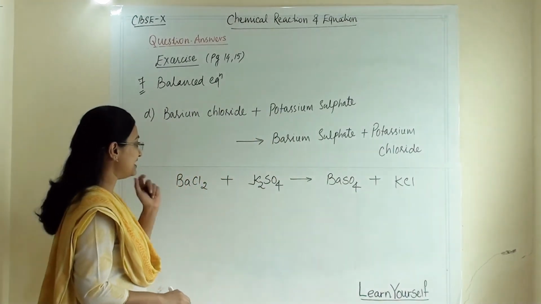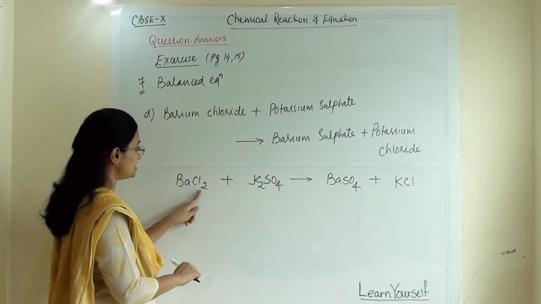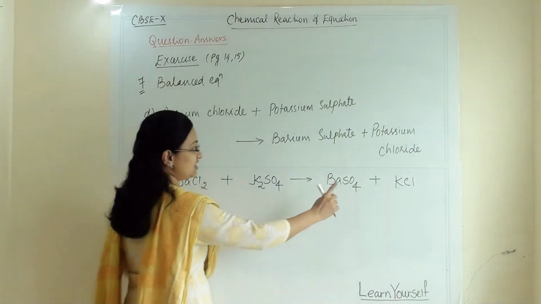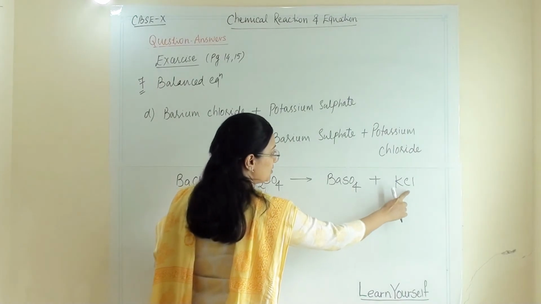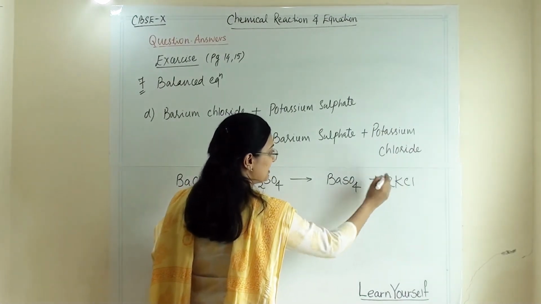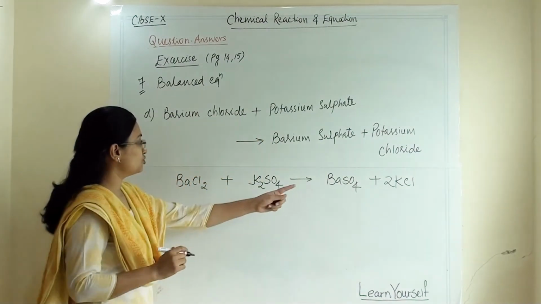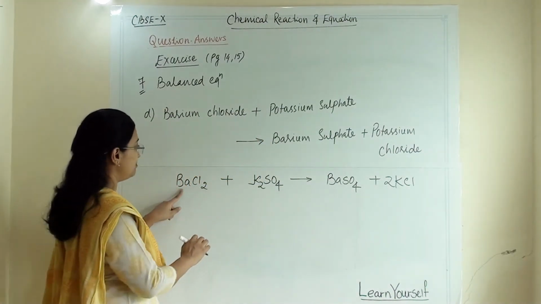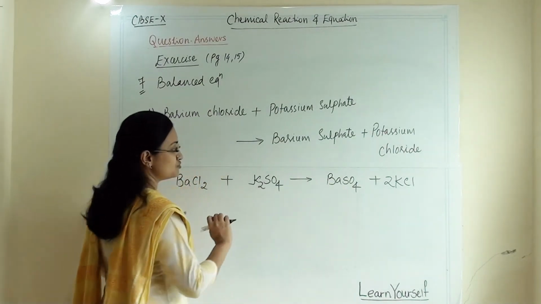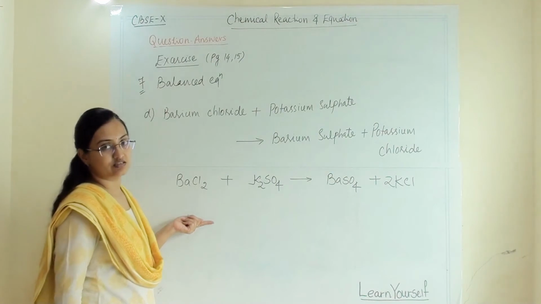Now let us balance this. If you see, 2 chlorine and 2 potassium are there, but here they both are 1. And they are in one compound. So if I add 2 here, they both will be balanced. And barium and sulfate are already 1. So my equation is balanced.